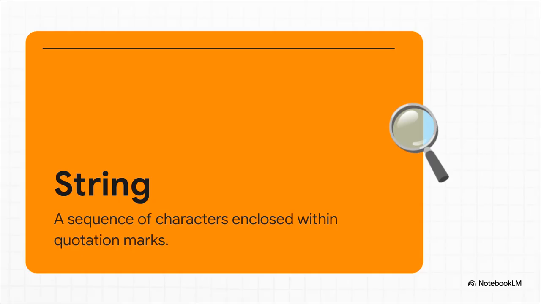Quite simply, a string is a sequence of characters enclosed within quotation marks. Honestly, it's one of the most commonly used data types across all of programming. And notice I said characters, not just letters. A string can absolutely contain standard alphabetical letters, sure, but it can also hold numbers, spaces, and special symbols. So why does this matter? Well, because strings are the primary way we handle almost all human-readable data in real-world applications.